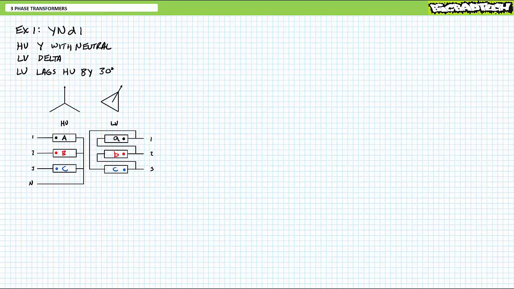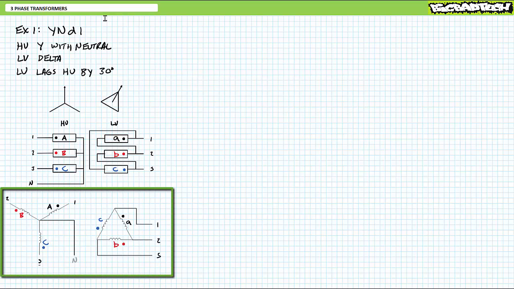Whereas the Y connections tie together the similar ends, i.e. all dots or all no dots, delta connections tie together the dissimilar ends in a continuous ring, and then the line-to-line voltages appear at the connection points. A YN-D1 configuration looks like this: A no dot to B dot, B no dot to C dot, C no dot back to A dot, A to B to C back to A.